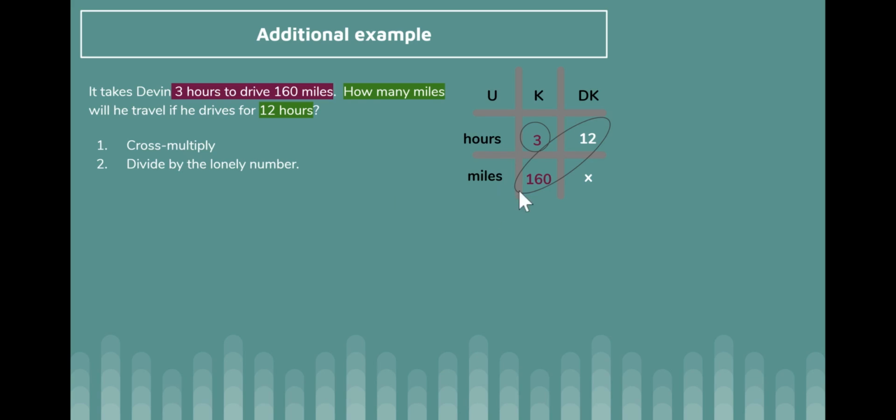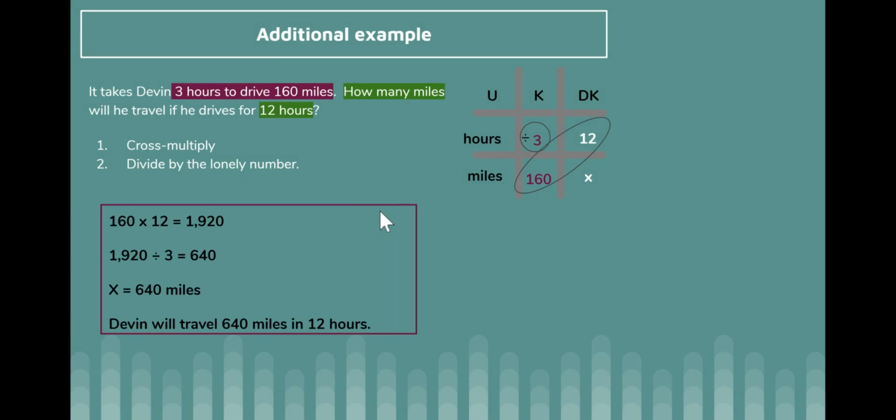All right, so we did my 160 times 12. Now we're going to divide by 3. So got to divide by my lonely number. That's my second step when I'm solving. So it's going to end up looking like this. 160 times 12. So once I figure that out, I end up with 1,920.